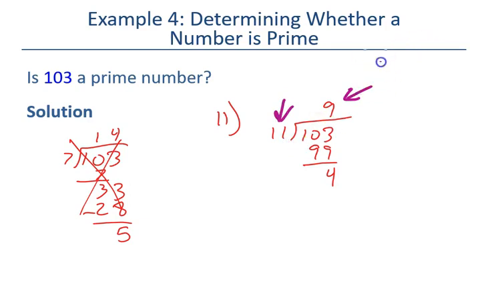We can go, okay, I don't have to go on to 13 and I don't have to go on to 17, because it's not going to work. The only thing that's going to happen is it's just going to get smaller and smaller. So we're going to find out now that 103 is prime, because we're not finding anything else.